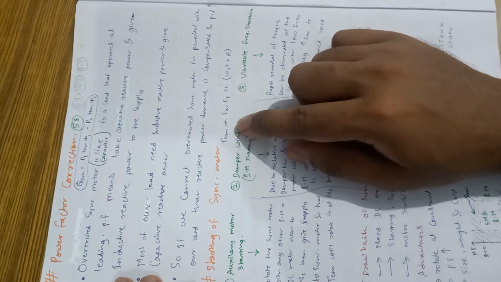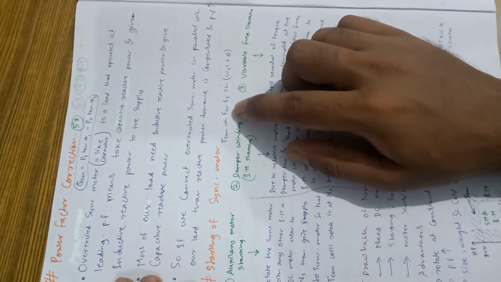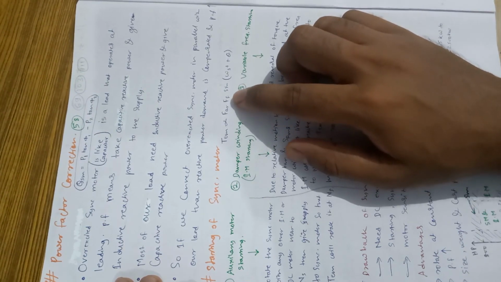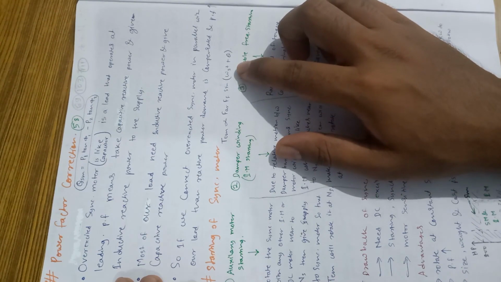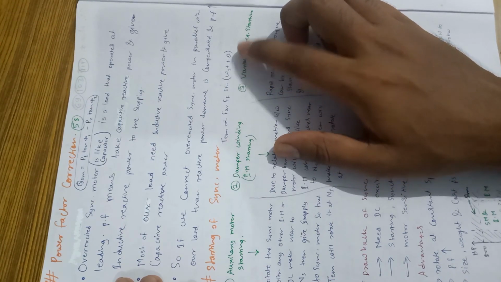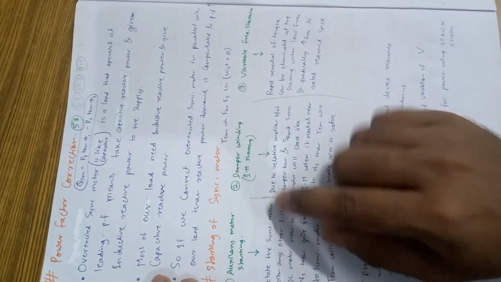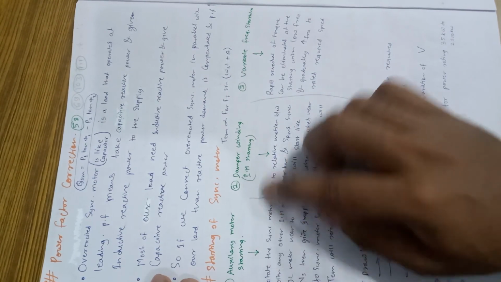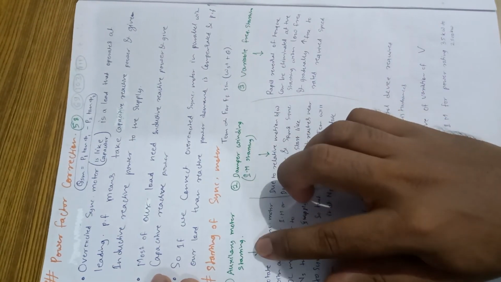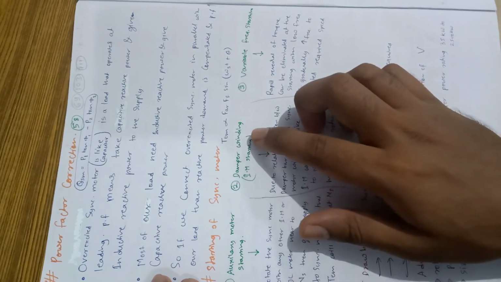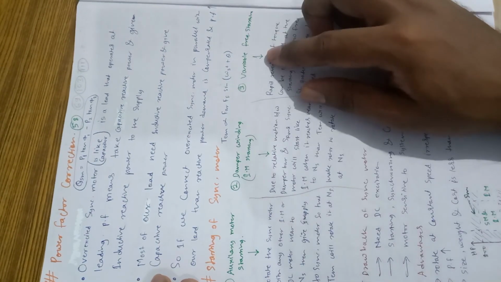Starting of synchronous motor. TEM, electromagnetic torque, is directly proportional to armature flux times field flux times sine of omega s plus theta. When we talk about starting methods of a synchronous motor, there are three methods: auxiliary motor starting, starting by damper winding, and variable frequency starting.